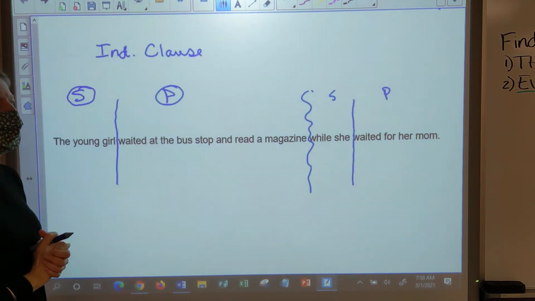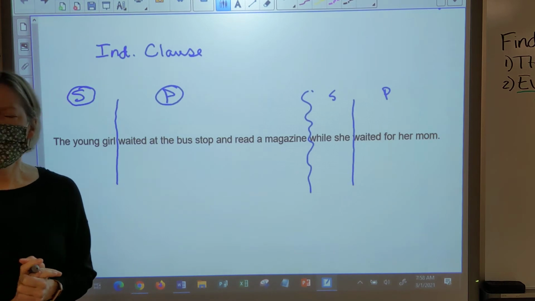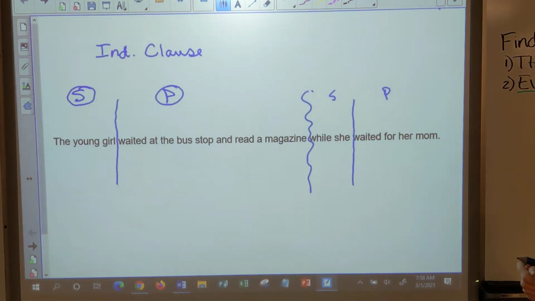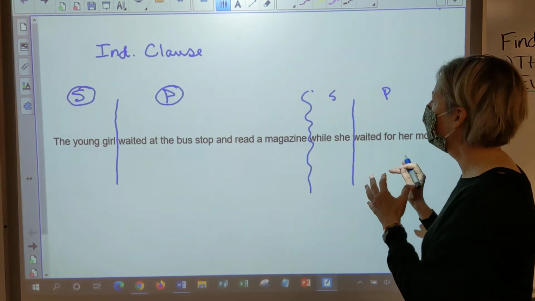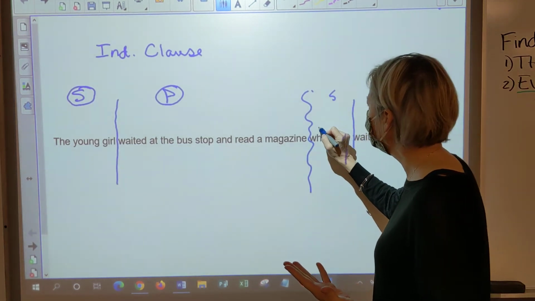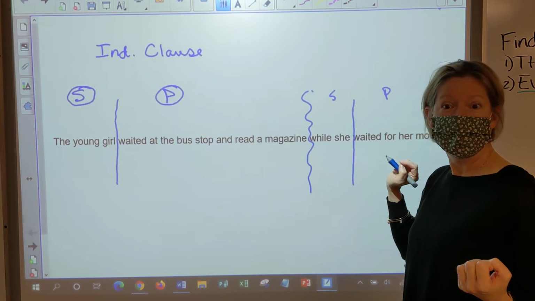Can I say while she waited for her mom? No. Why not? Because it doesn't say what she did while she waited for her mom. No, there's something missing, right? Which word screws it up? While. So this, while, is what part of speech? Does anyone want to take a gander?